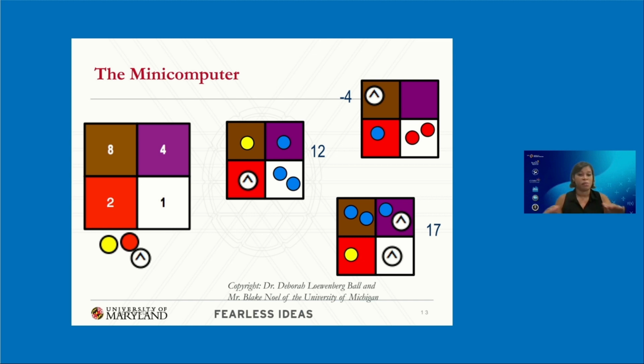Other people say the red and the white kind of cancel each other out, so then it's just 12. If you look at the one in the top corner, teachers will usually say, I calculate this by saying 1, 2 for the white square plus 2, so that's 4, and then that's a -8, so then I end up with -4. So that's kind of how the mini computer works.